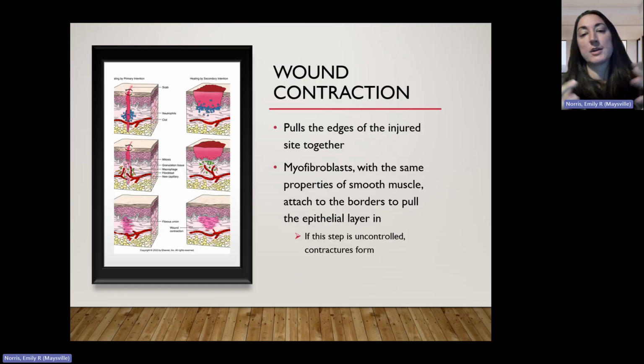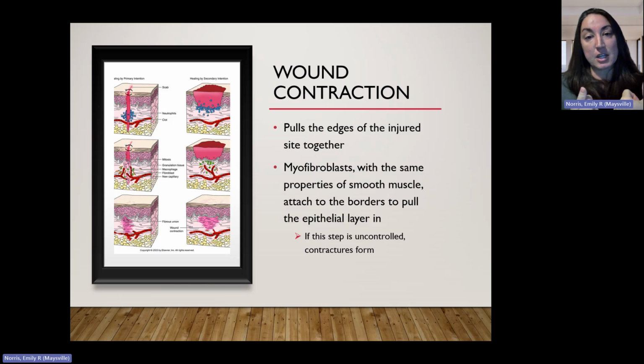Wound contraction also occurs during this stage. It pulls the edges of the injury back together. So myofibroblasts, which have the same properties as smooth muscle, attract to the borders to pull the epithelial layers together.